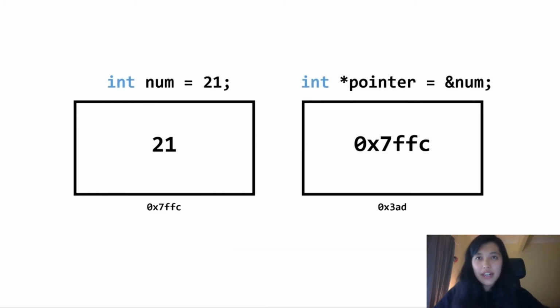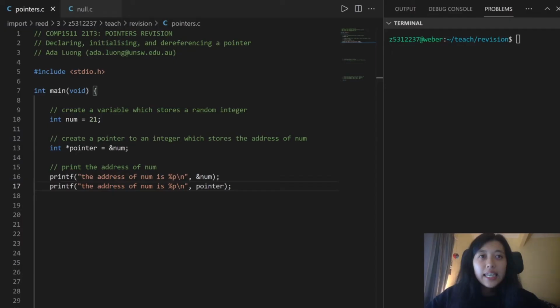To reiterate, pointers are variables, and pointers store memory addresses. We can dereference pointers to access whatever's stored at that memory address, and we can also change whatever's stored at that memory address. Now, let's take a look at all this in code. In this short code demo, I'll be talking about how to declare, initialize, and dereference a basic pointer.